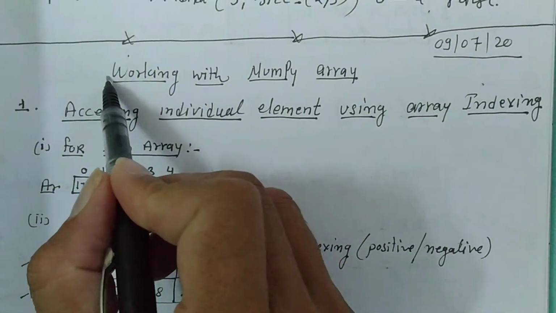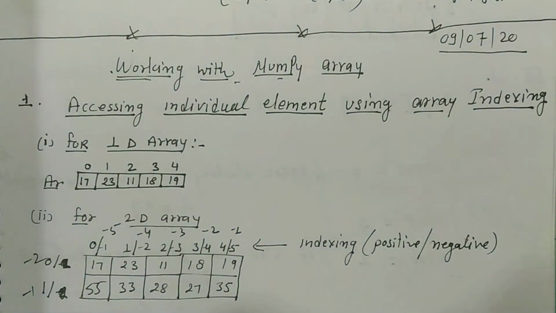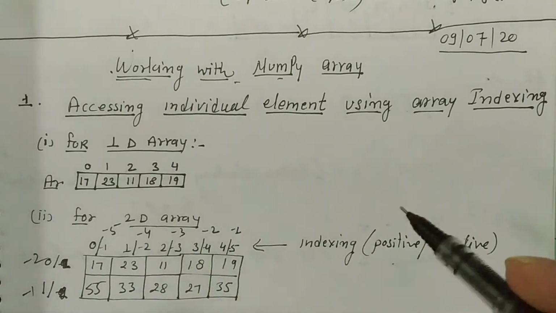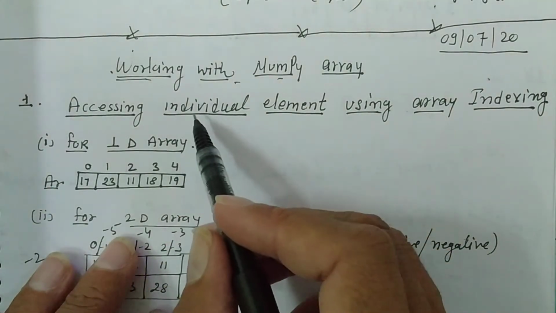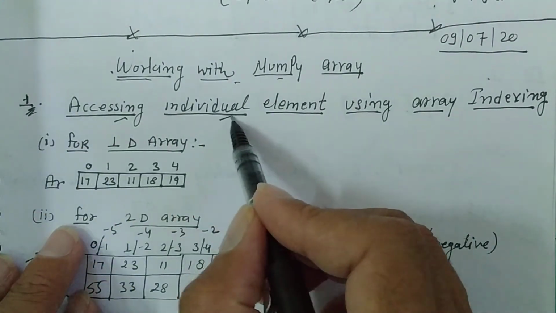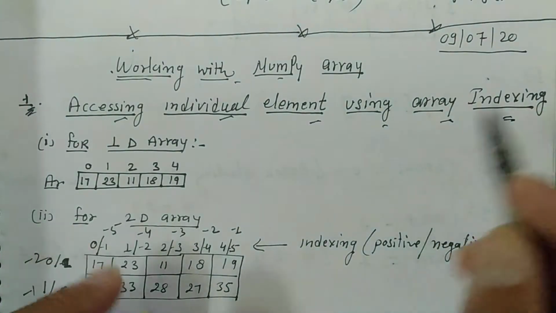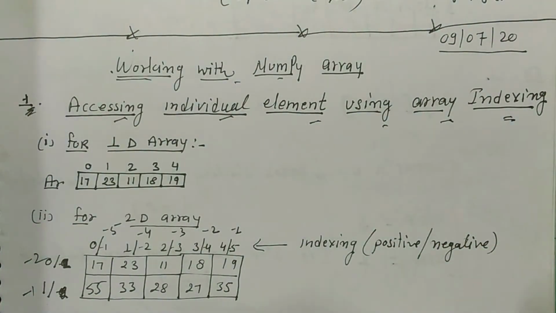Our topic is working with NumPy arrays. How we will access them individually or with other array elements. So let's discuss the first topic today, that is accessing individual elements using array indexing. Array indexing means every element has a place, and this place is called array indexing.